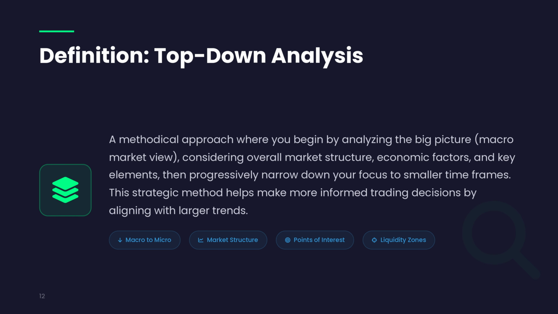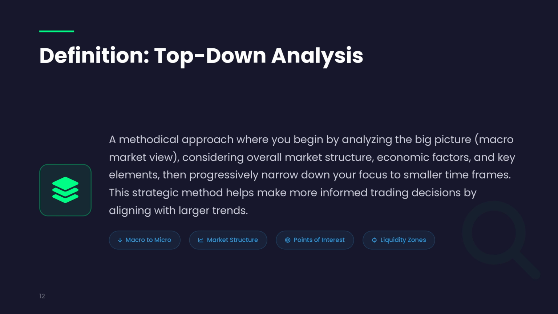Top-down analysis is a methodical approach where you begin by analyzing the big picture, what we might call the macro market view. You're considering overall market structure, economic factors, and various key elements. Then, progressively, you narrow down your focus to smaller time frames. This strategic method helps you make more informed trading decisions by aligning with larger trends. Now, that might sound rather technical, so let me put it in simpler terms.